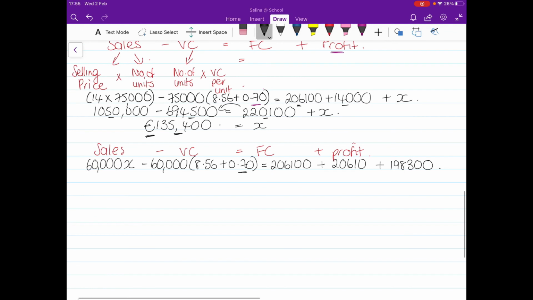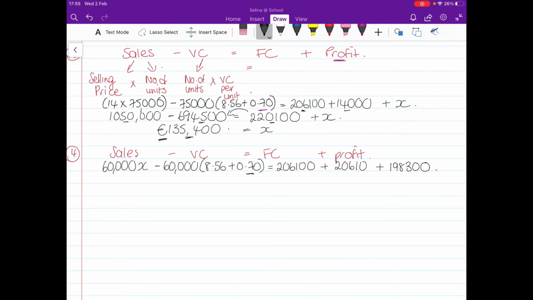So it's going to be 60,000 X. I'm going to leave that on the left hand side, 60,000 X. The rest of it is all figures. So if you multiply that out, my variable cost will work out at minus 555,600. And then on my right hand side, my new fixed cost is going to be 226,710, and my profit is remaining at 198,300.